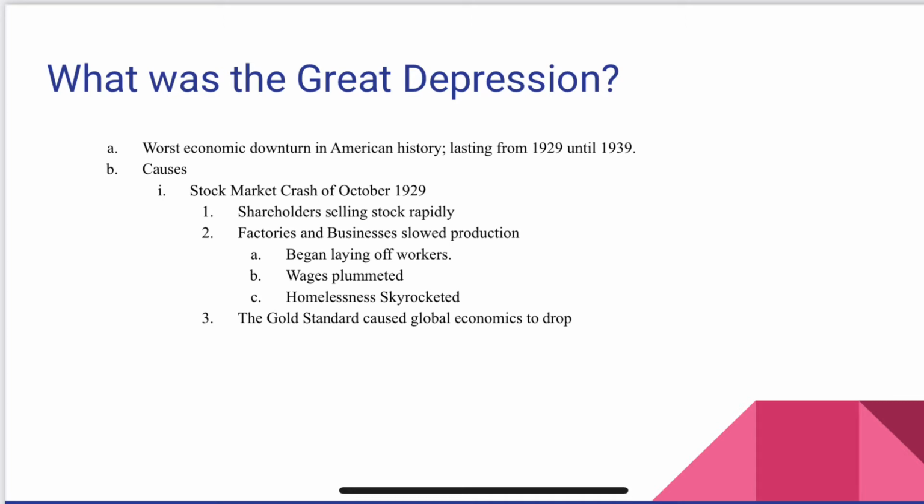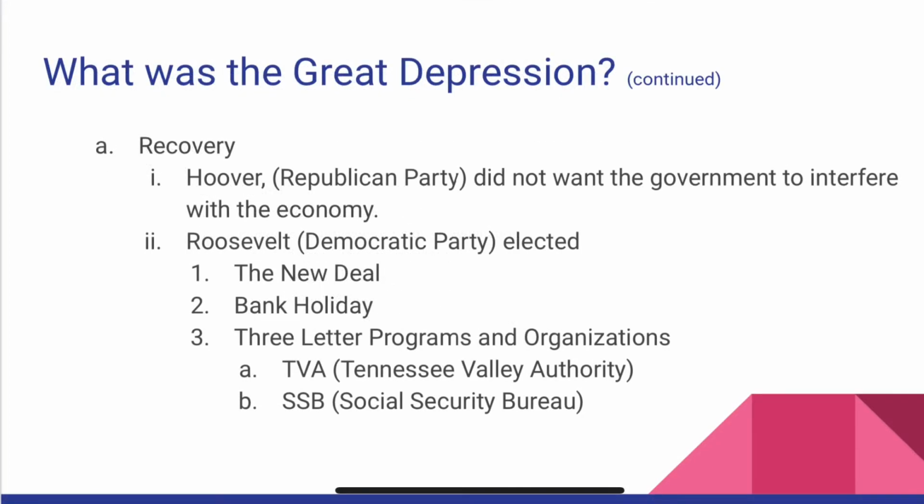Homelessness across the country also skyrocketed. The gold standard caused global economies to drop as well because of how much of an economic magnate America was at the time. Herbert Hoover, who was the president at the time, did not want the government to interfere with the economy as he felt it was not right. He wanted the economy to be its own entity from the federal government so that the people and the government were not on the same money.